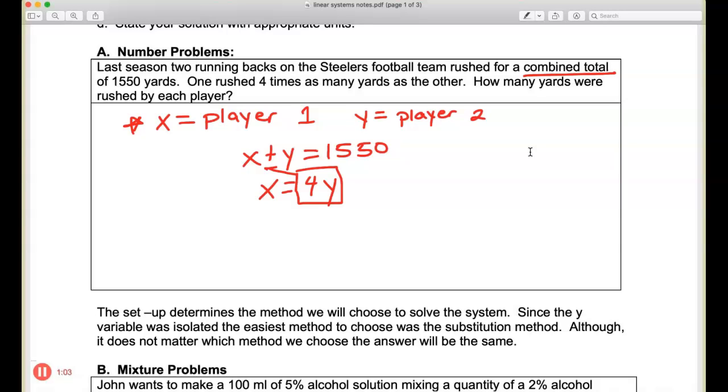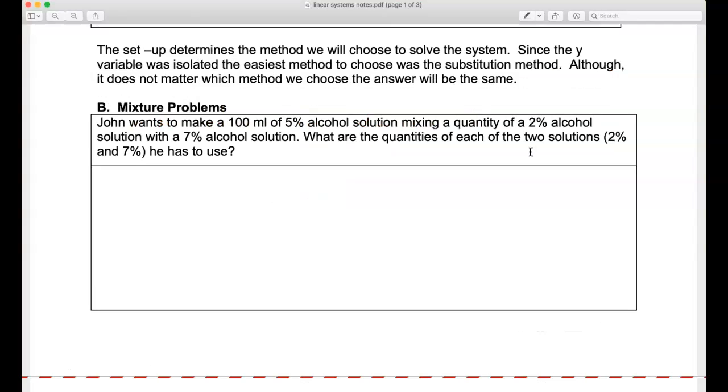Okay, so the setup determines the method with which we will choose to solve the system. Since X, the variable, was isolated, substitution would have been the easiest, although it does not matter which method we choose. The answers will end up being the same.